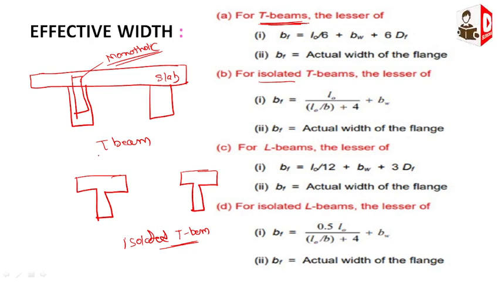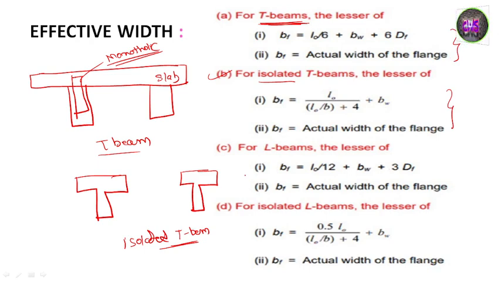Got it? So the second one, for isolated T beams, the lesser of, right? For isolated T beams, the lesser of breadth of flange BF equals L0 divided by (L0 by B plus 4) plus BW. Right, this is the formula, and BF is equal to the actual width of the flange. So you have to take the lesser of this one and this one also.